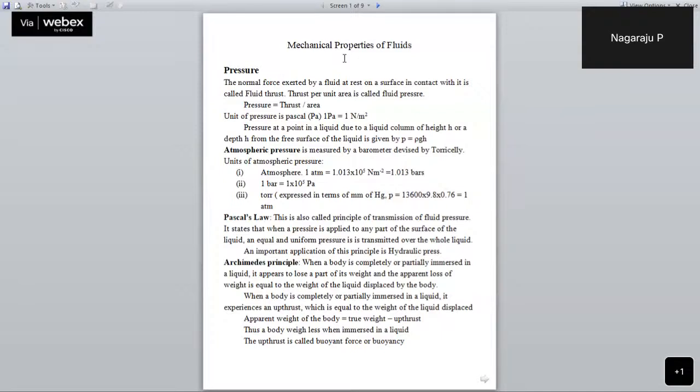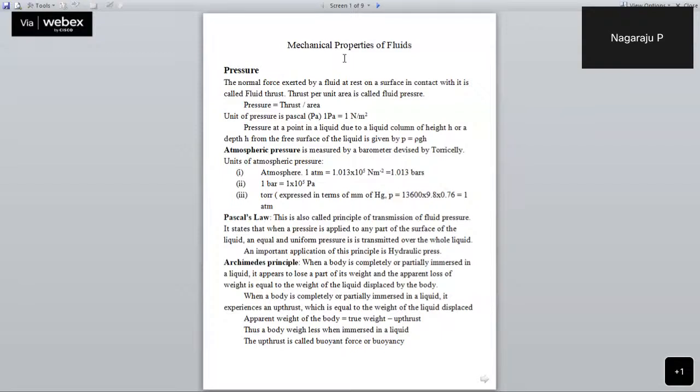And today I am going to take up the mechanical properties of fluids. I think you know the word meaning of mechanical properties and fluids. First thing is, what do we mean by a fluid? Fluid means it may be a gas or a liquid.